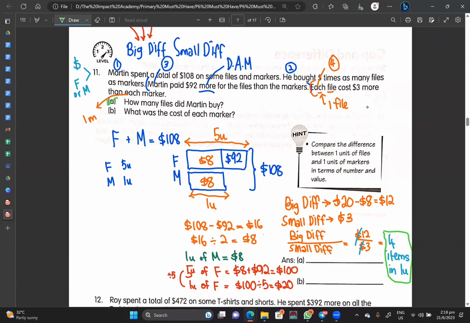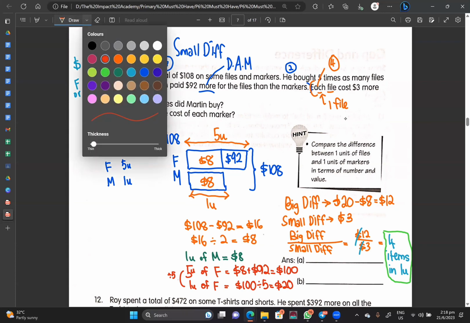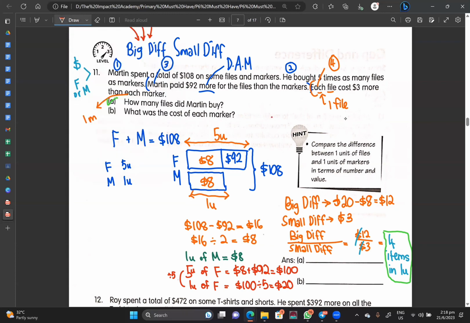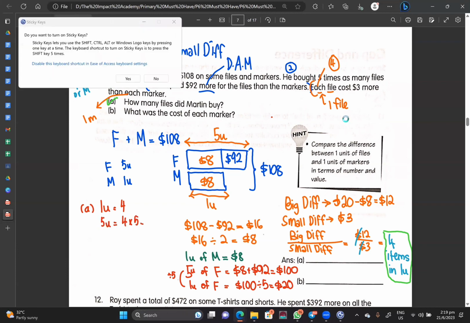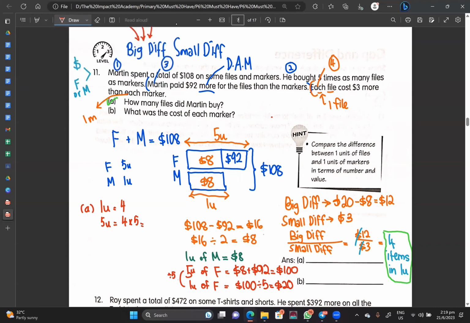How many files did Martin buy? Oh wow, Martin bought how many files? We can see from the model itself, files, how many units? 5 units, right? So for A itself, since 1 unit is equals to 4, Martin bought 5 units worth of files. So we're just going to do 4 times 5, and that gives me 20. Make sense? All right, so therefore, Martin actually bought 20 files.